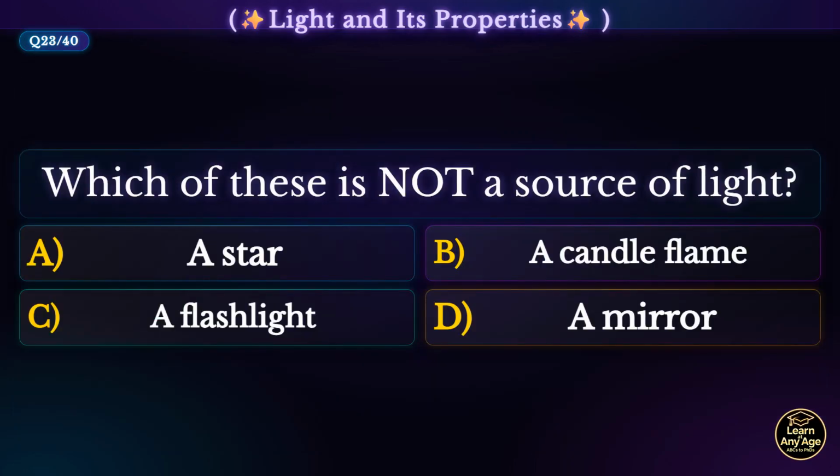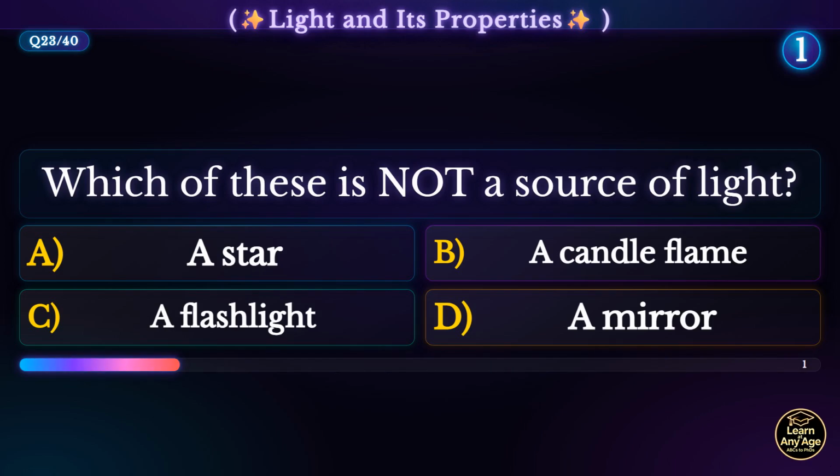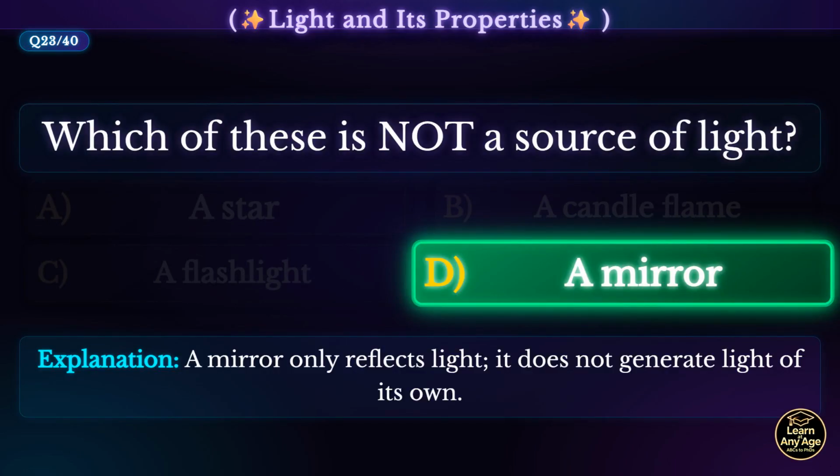Which of these is not a source of light? A star. A candle flame. A flashlight. A mirror. A mirror. A mirror only reflects light, it does not generate light of its own.